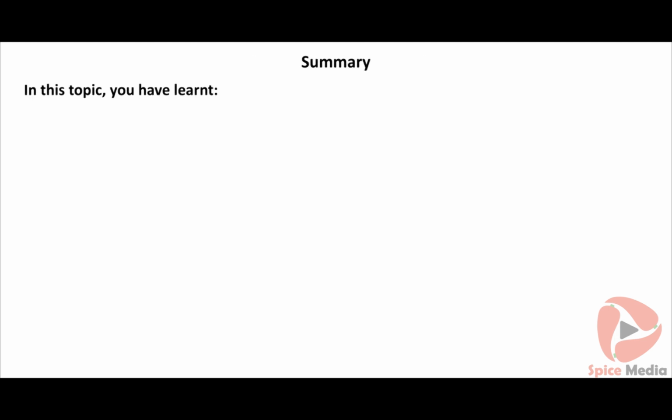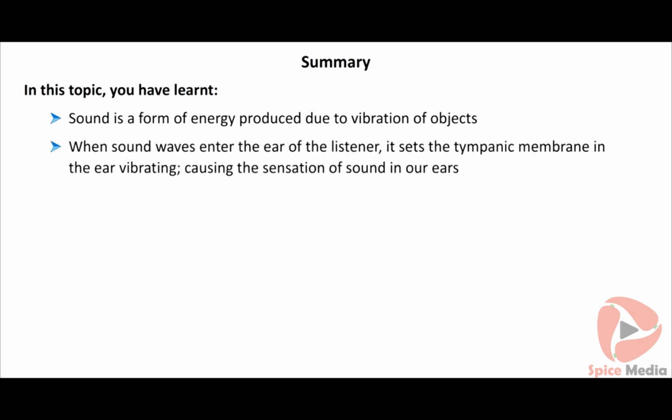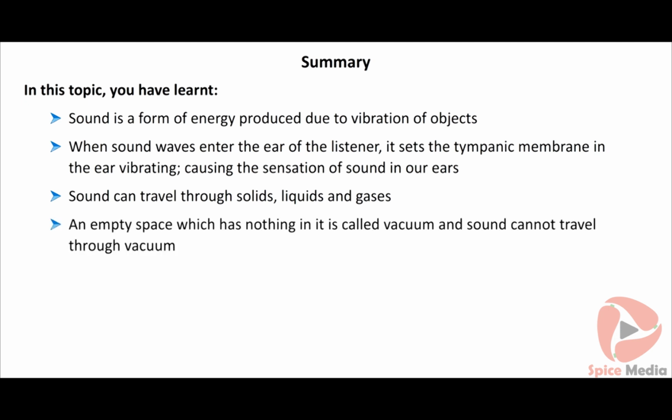In this topic, you have learned sound is a form of energy produced due to vibration of objects. When sound waves enter the ear of the listener, it sets the tympanic membrane in the ear vibrating, causing the sensation of sound in our ears. Sound can travel through solids, liquids, and gases. An empty space which has nothing in it is called vacuum, and sound cannot travel through vacuum.